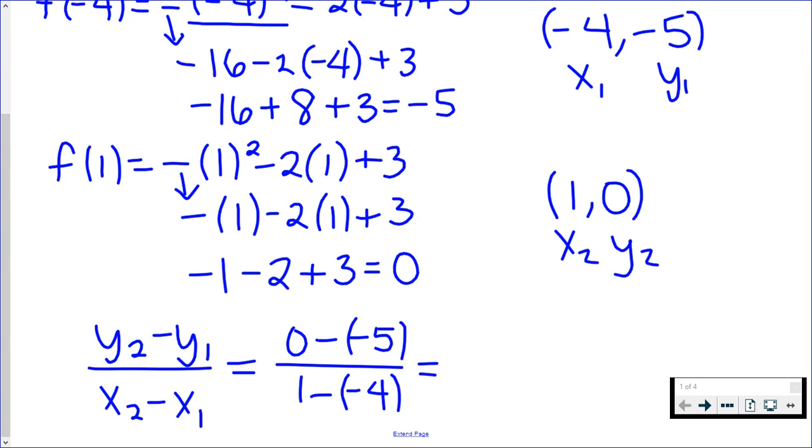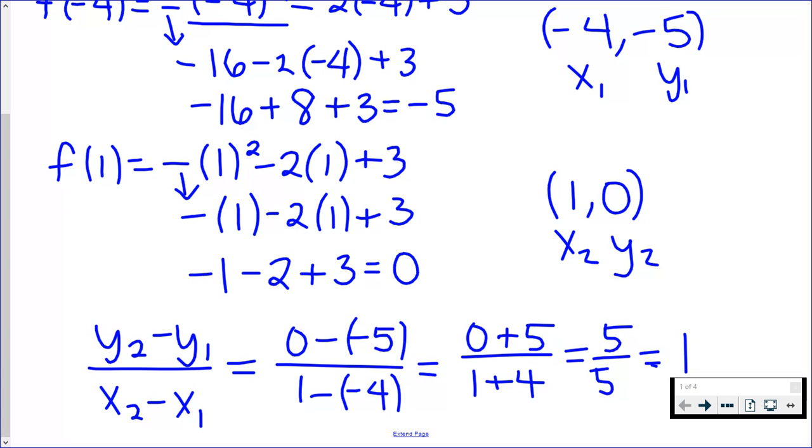Remember, negative and negative cancels. So I'm actually adding in both the numerator and the denominator. And I get 1, which is my final answer.